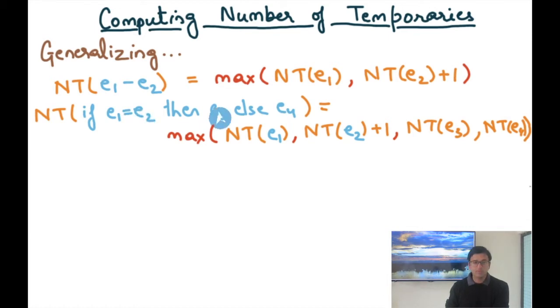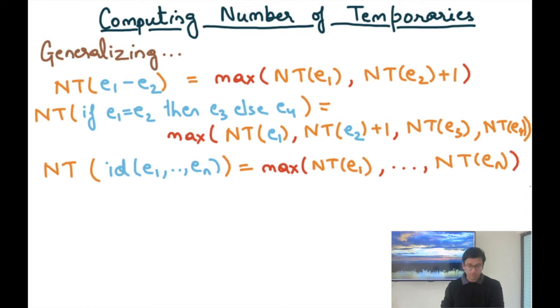And then I just jump to the computation of E3 or E4, depending on whether the condition was true or false. And so while I am computing E3 or E4, I don't need to hang on to any temporaries due to the equality comparison. And so the rule is NT of this whole if-then-else expression is max of NT(E1), NT(E2) plus 1, NT(E3), NT(E4). Because the only place where we need to hold on to a temporary is while computing E2. For other things, we don't need to hold on to any temporary because of the if-then-else constraint.